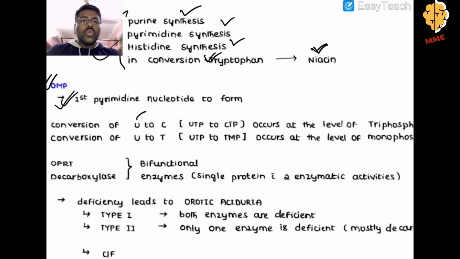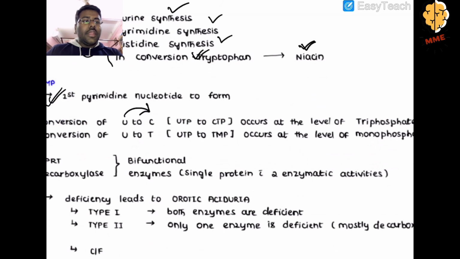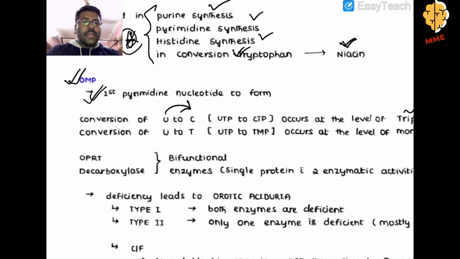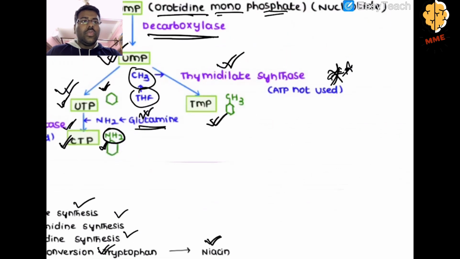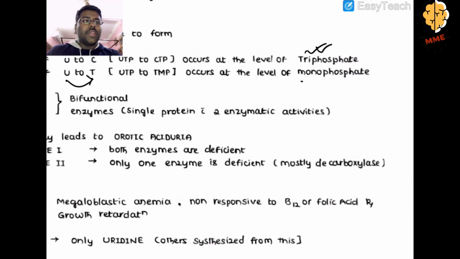The conversion is U to C. What is that? UTP to CTP. It occurs at the level of triphosphate. But in the case of U to T, UMP to TMP, this conversion occurs at the monophosphate level.